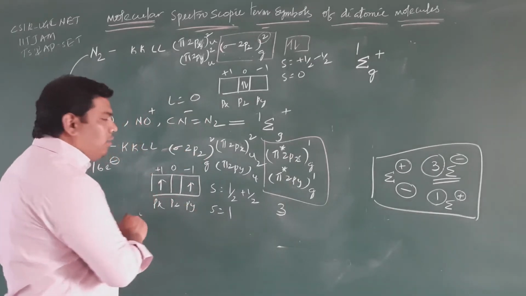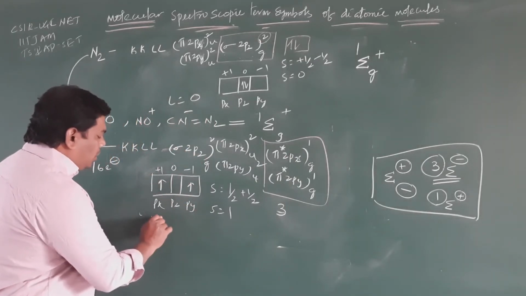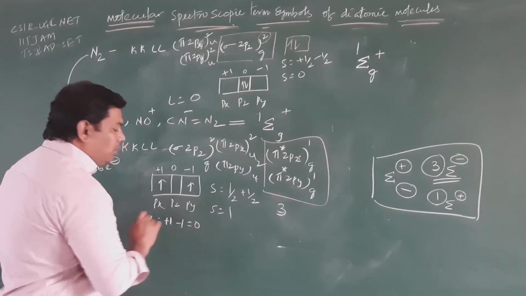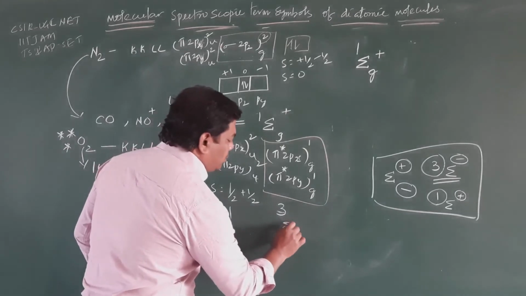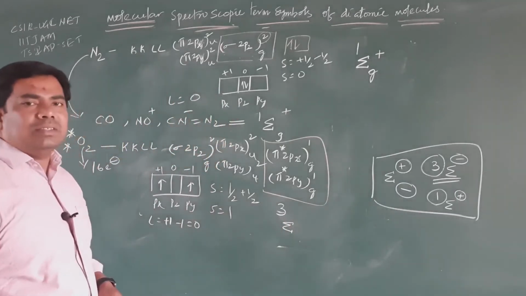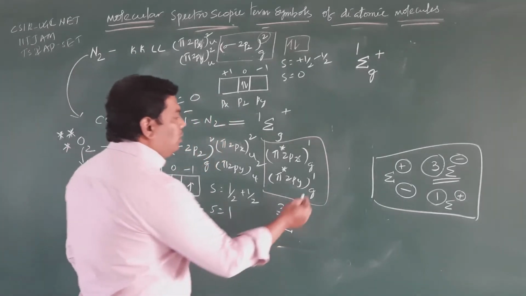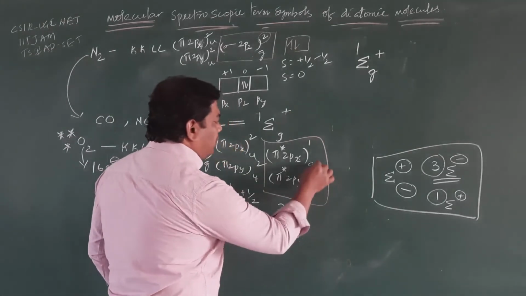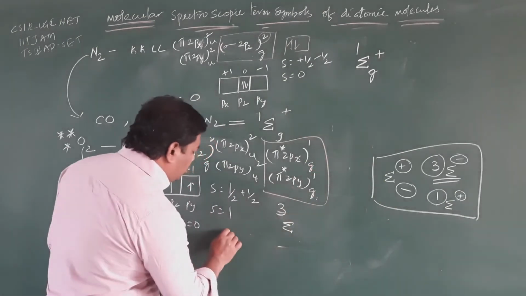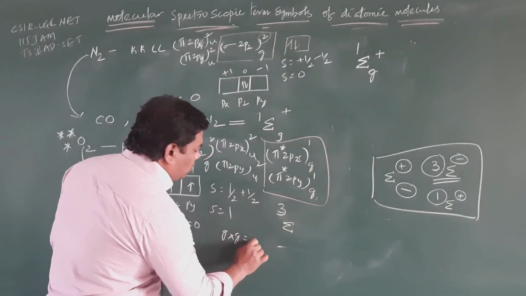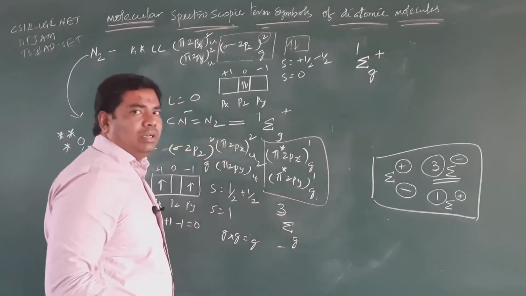Then we will move to the L value, the term symbol. L is equal to plus 1 minus 1, that is equal to 0. If the L value is equal to 0, the term symbol is sigma. Then we will move to the subscript. The subscript means the electrons which are present in gerade center only, so g into g is equal to g only.